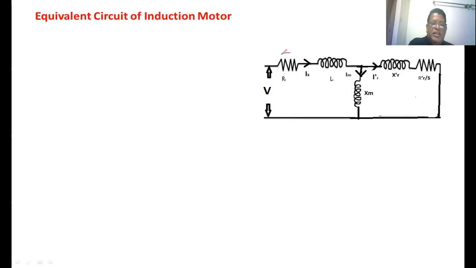This is the stator resistance. This is the stator leakage reactance. This is the rotor leakage reactance with respect to the stator. This is the rotor resistance with respect to the stator. This is the magnetizing reactance. We neglected the core losses.